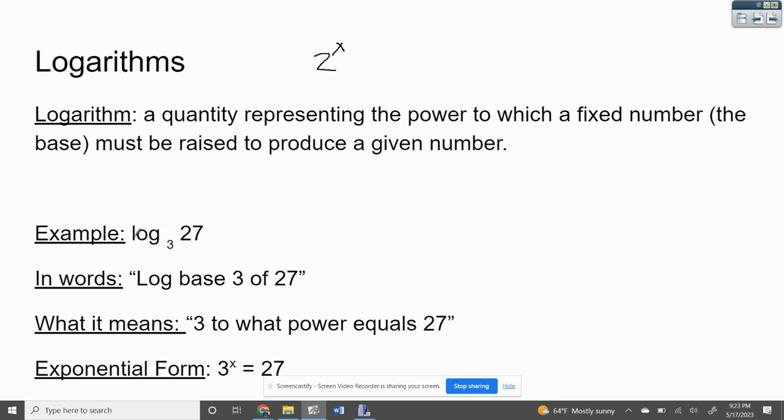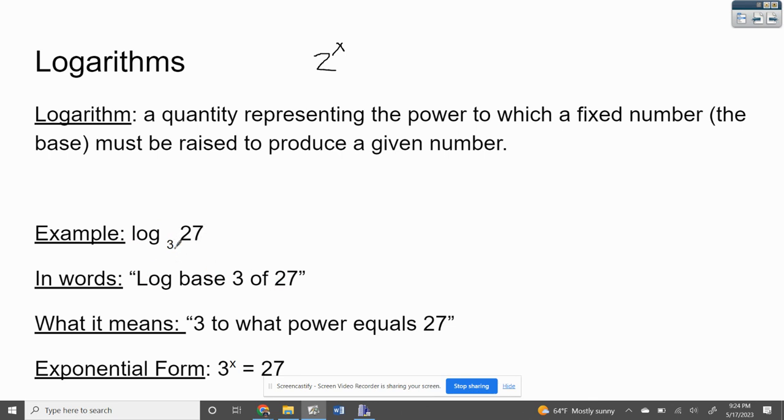It says log, and the log is short for logarithm. There's a little number underneath the log at the end. It's called a subscript because sub means under. It's written at the bottom and it's small. It's kind of like an exponent, but it's at the bottom instead of the top. This is called the base. So we'd say log base 3 of 27. That's how we would read this.